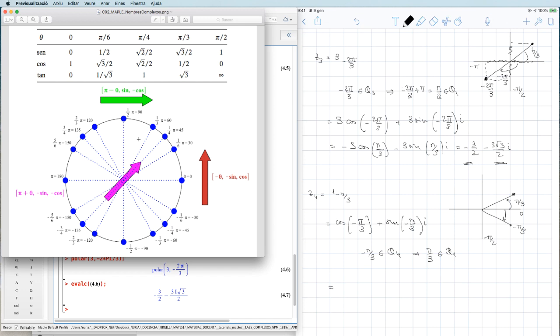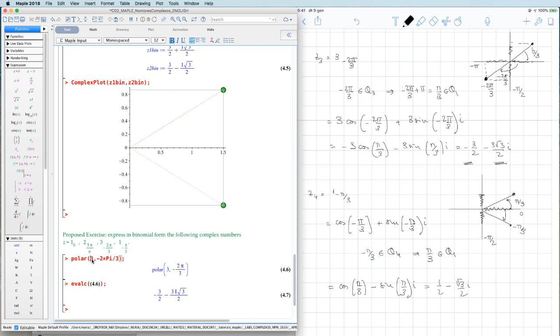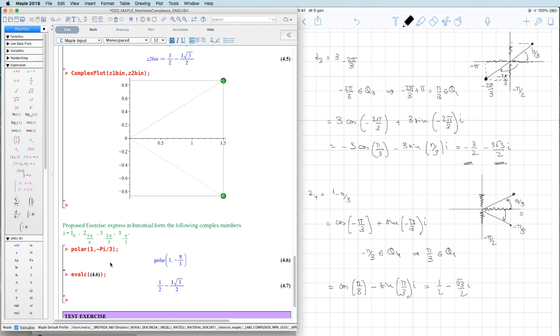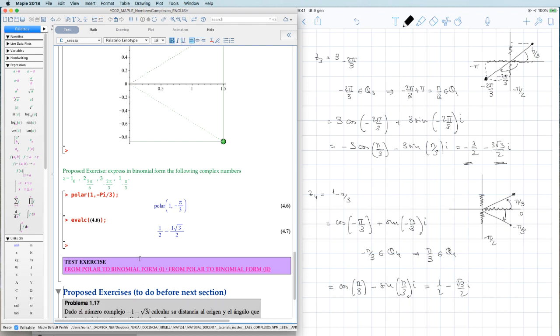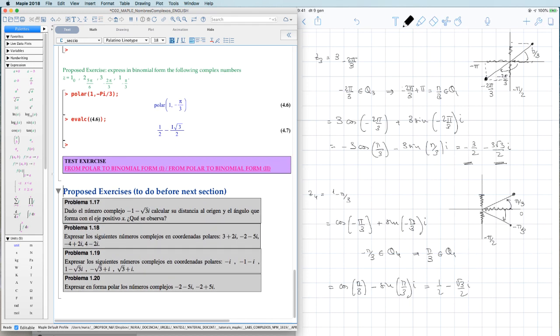Now you can see that the sine here is positive and here is negative, while the cosine is positive in both cases. So the cosine remains the same, but the sine, we have to change its sign. So now cosine of pi over 3 is 1/2 minus its sine, square root of 3 divided by 2 i. And if we check it, we just put 1 with angle minus pi over 3, and we get the result that we wanted. So now you can move to do the final 2 exercises, and in the end you can also do these 4 extra exercises.